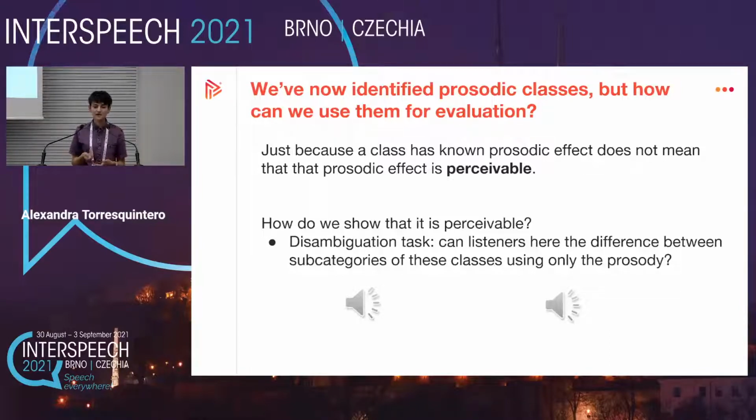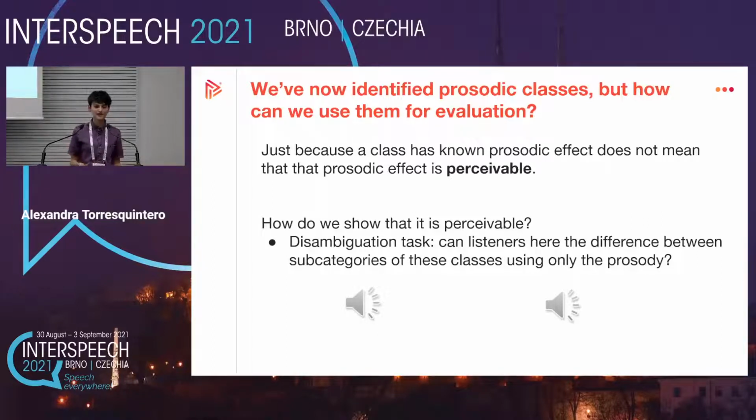Well, we can create a disambiguation task in which listeners are presented with two examples of the same sentence with the same text that only differ in prosody. So I'll play two samples for you here.